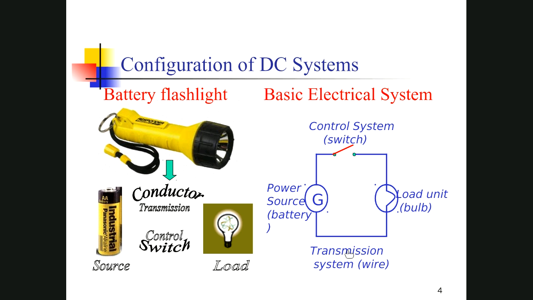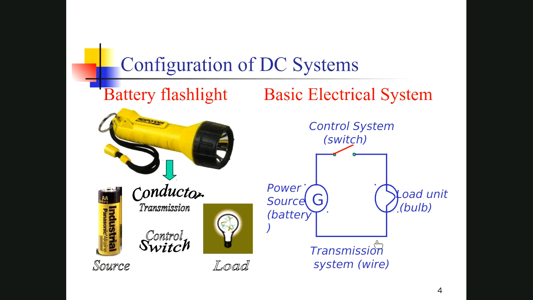Here, the source, that is the battery. Second one is the switch, the control system. The third one is the bulb, the load unit. And the borderline, which is the circle, is a closed loop. Here is the transmission system, that is wires. Look, here we call this one a conductor. This is the one conductor.